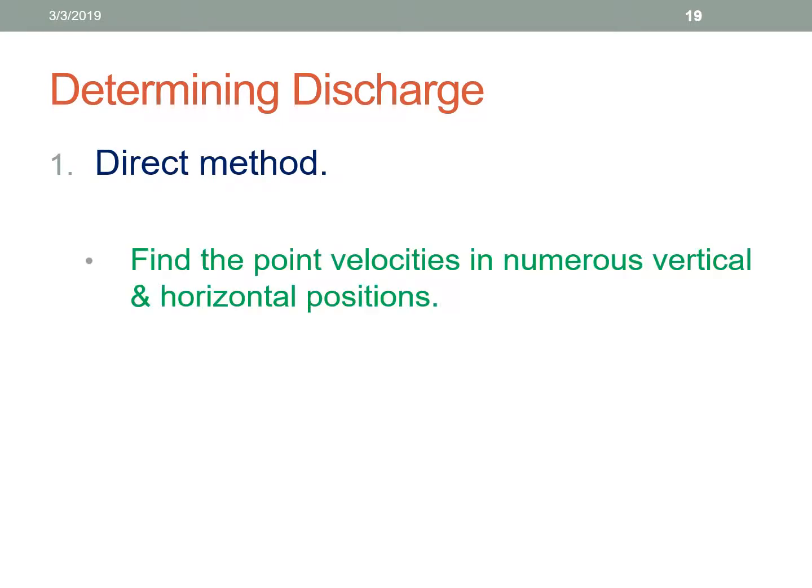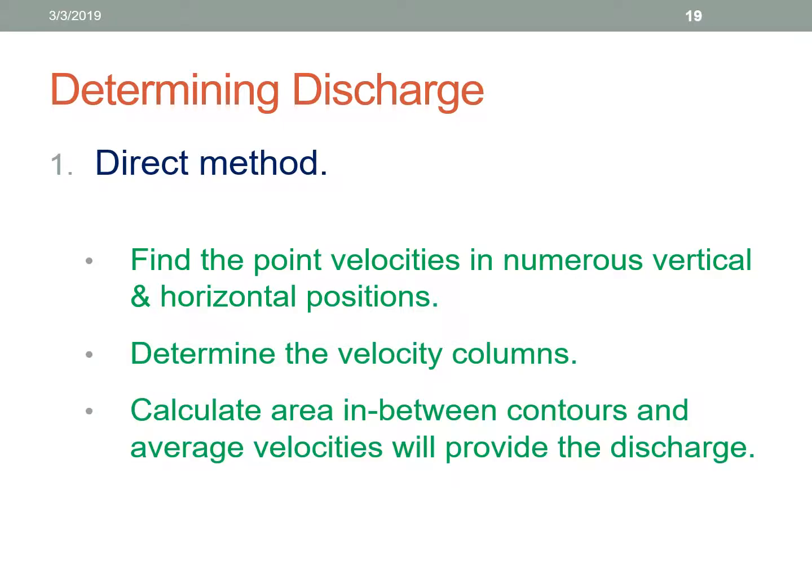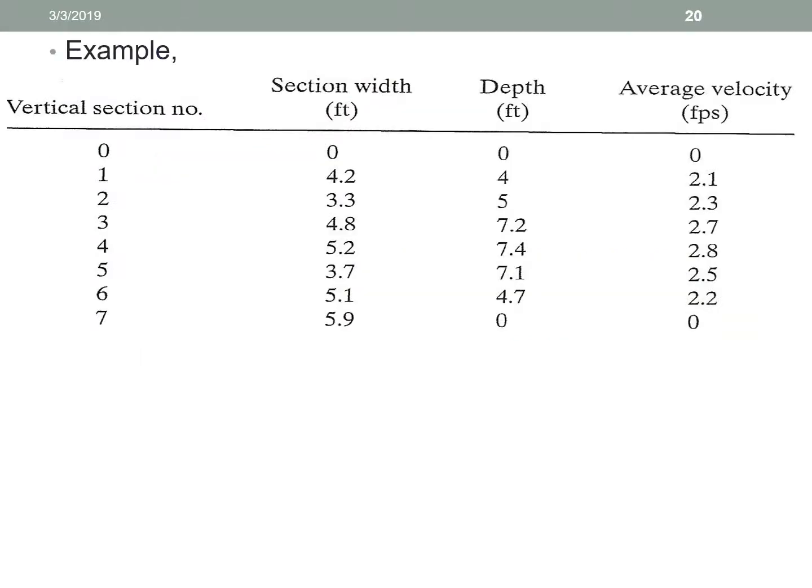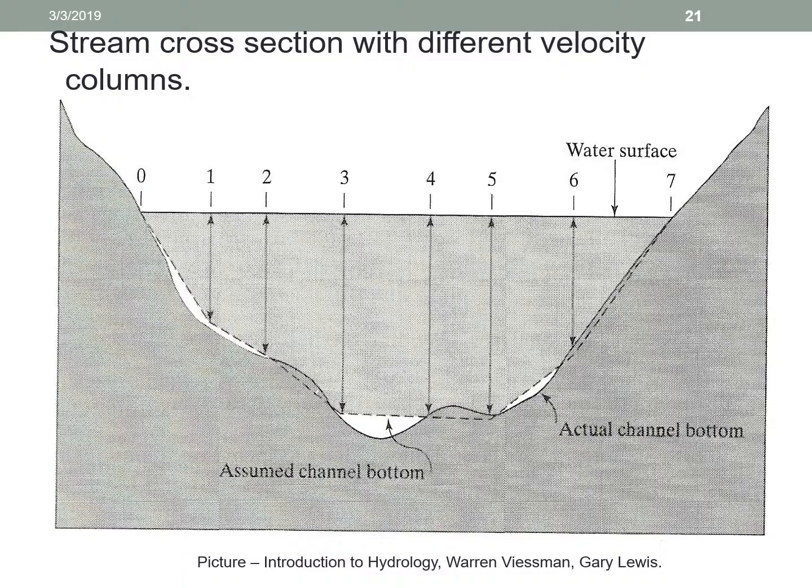Determining discharge, direct method. You will find the point velocities in numerous vertical and horizontal positions, determine the velocity columns, and calculate the area between contours, and the average velocities will provide the discharge. So the first is the direct method. Here is the example. Velocities are given for sections from 0 to 7. Section width is given, depths are given, and average velocities between the sections are given.